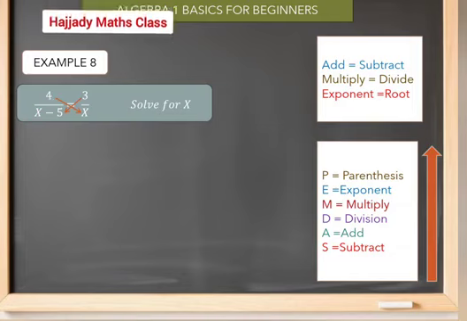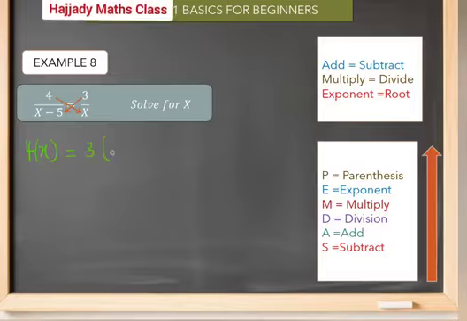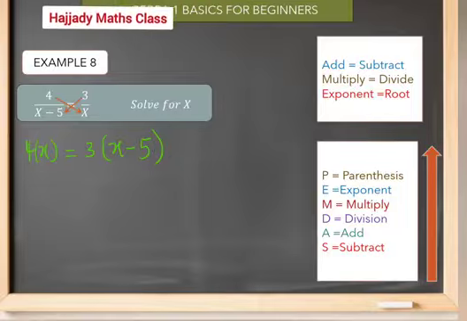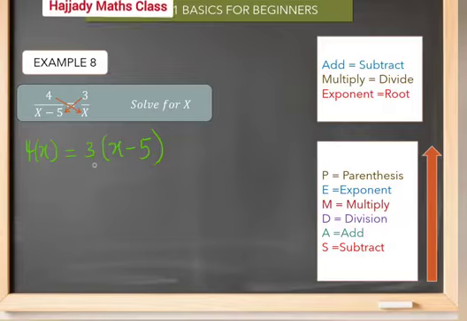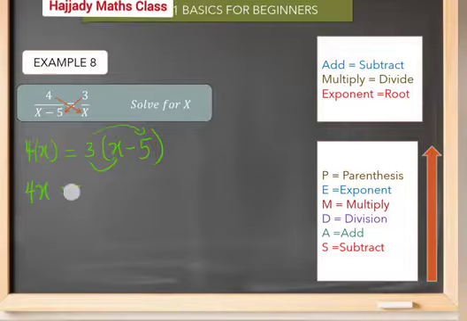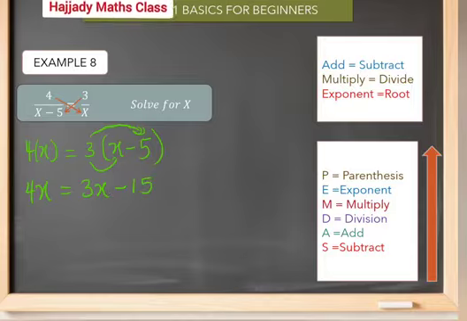That shows that 4 multiplying x, we have 4 multiplying x equal 3 multiplying x minus 5. To solve this further, we need to distribute the 3 by multiplying x and also by multiplying negative 5. So here we have 4x equal, if 3 multiply x, we have 3x. If 3 multiply negative 5, we have negative 15.